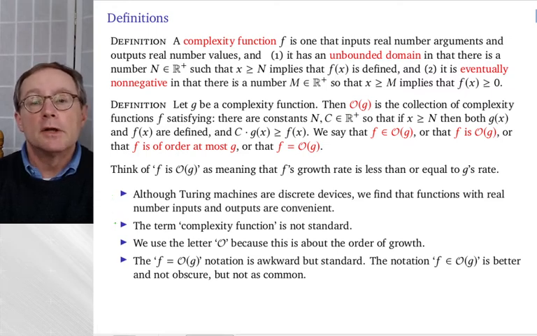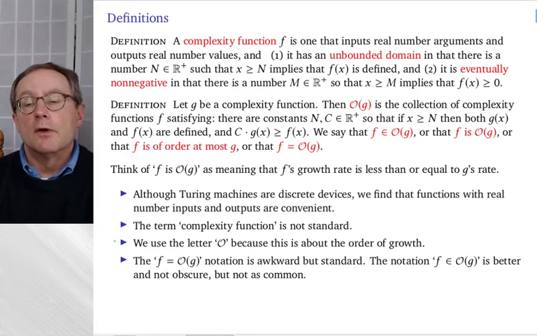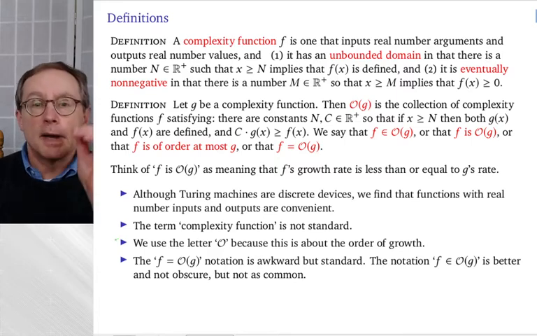Second point, the term complexity function is not standard. I made it up, so don't expect to find it somewhere else. I think it enables me in the definition to get rid of all this stuff about eventually non-negative and move it to another place, which is basically all the reason it's there. So in some statements further down, I can just say complexity function and I don't have to say eventually non-negative. The more substantive point is we use the letter O because this is about order of growth.